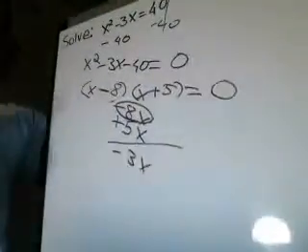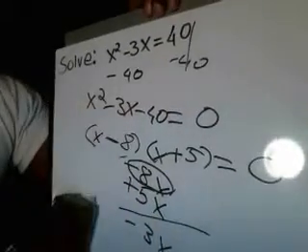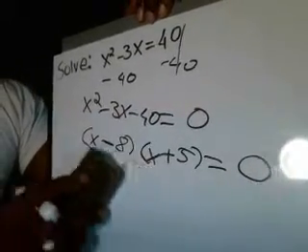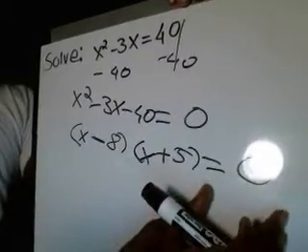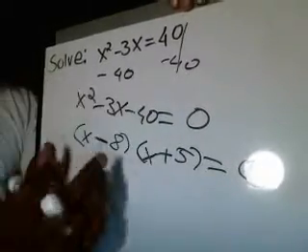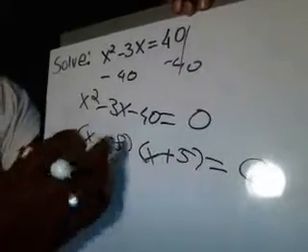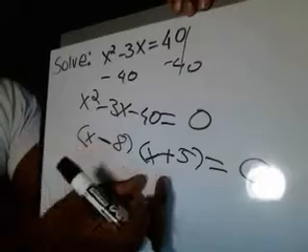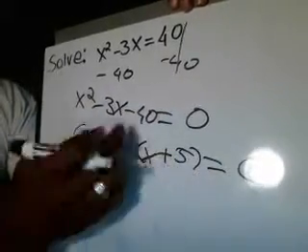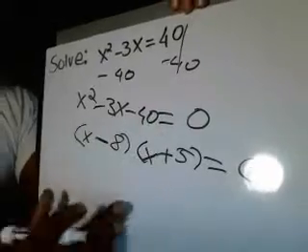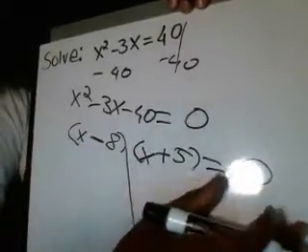Where's my eraser? Look at that. So your answer would be x minus 8 and x plus 5 is equal to 0. But that's not it. You need to know what x is on both of these equations here. And just to make sure this is right, just look, negative 8 times positive 5 gives you a negative 40. So you're good. And negative 8 plus 5 gives you a negative 3. So this works out.